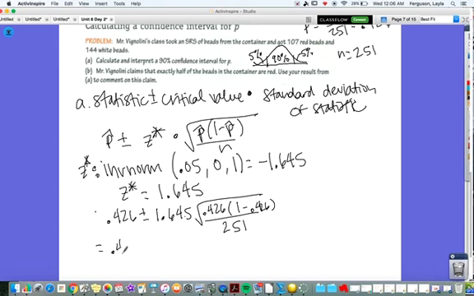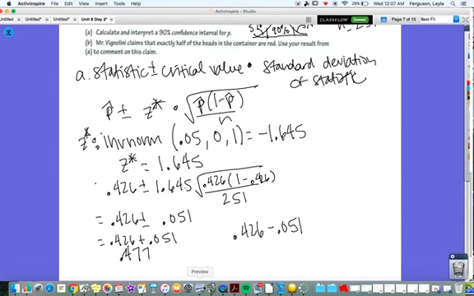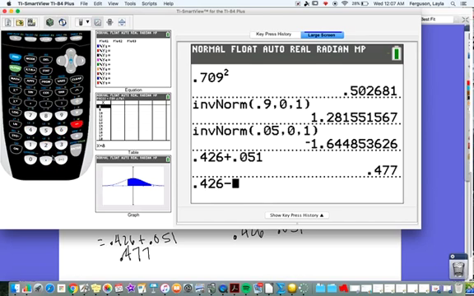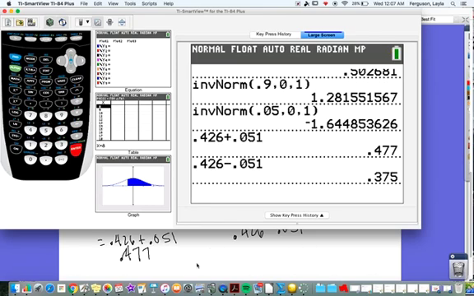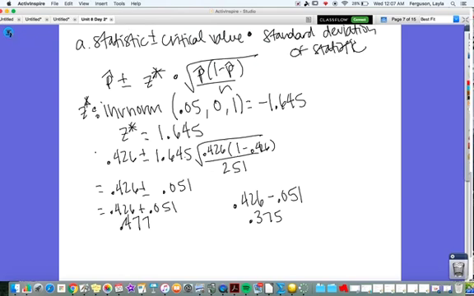Alright, so for the sake of time, I'm going to go ahead and tell you that if you were to plug all of this into your calculator, you would get 0.051. Alright, so then this plus or minus means that you're going to do two separate ones. You're going to say 0.426 plus 0.051, and then 0.426 minus 0.051. And so when you work those out, you get 0.477 for the plus, and 0.375 for the minus, which means that your 90% confidence interval for p would be between 0.375 and 0.477.